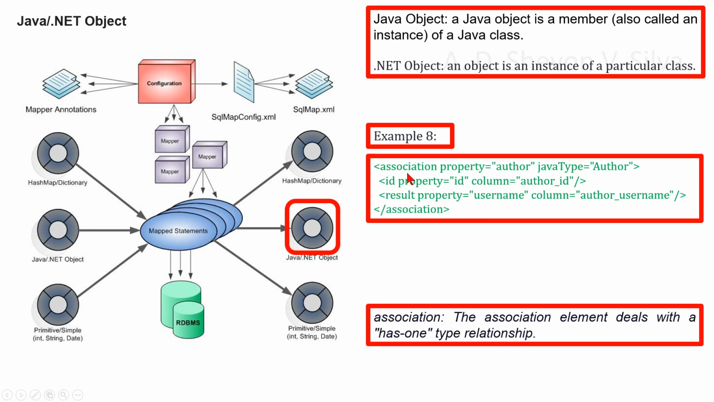Association. The association element deals with a has-one type relationship. For example, in our example, the blog has one author. The association mapping works mostly like any other result. You specify the target property, the Java type of the property, which MyBatis can figure out most of the time, the JDBC type if necessary, and a type handler if you want to override the retrieval of the result values.